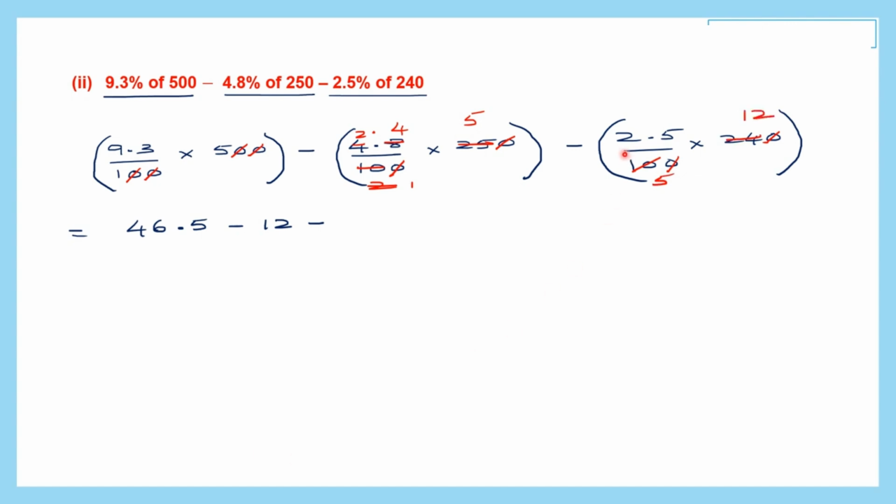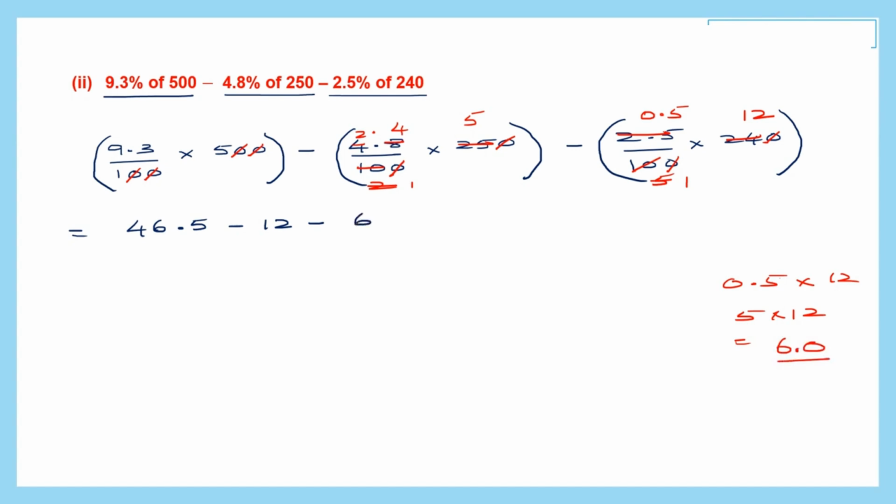Now I can cancel 2.5 and 5. I just have to say 5 ones are 5 and 5 into 0.5 is 2.5. Now I have to multiply 0.5 into 12. So 0.5 into 12 or 5 into 12. 5 12s are 60 and then there is a point. So put a point, it becomes 6.0 or simply 6.